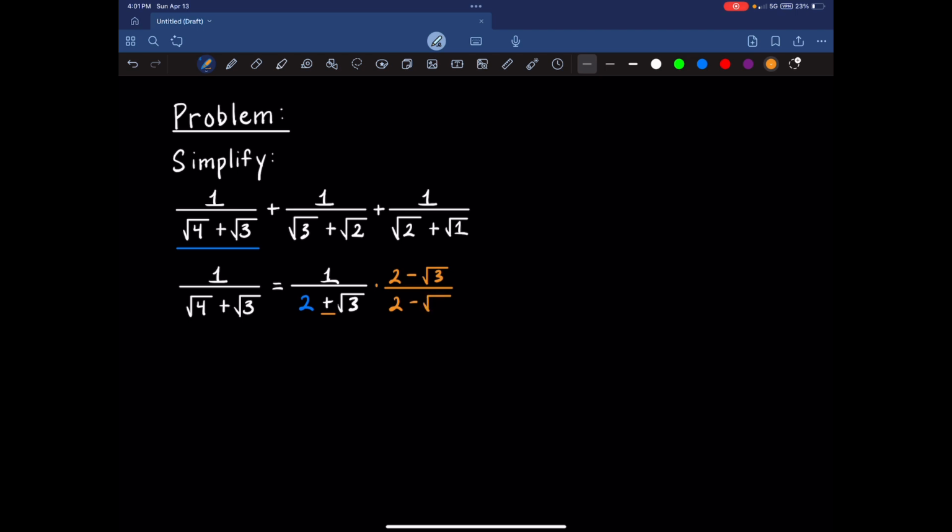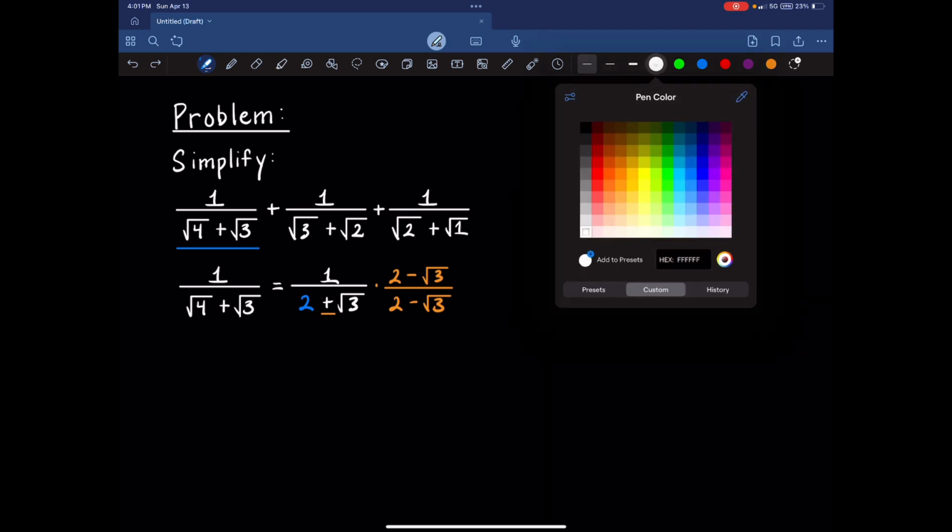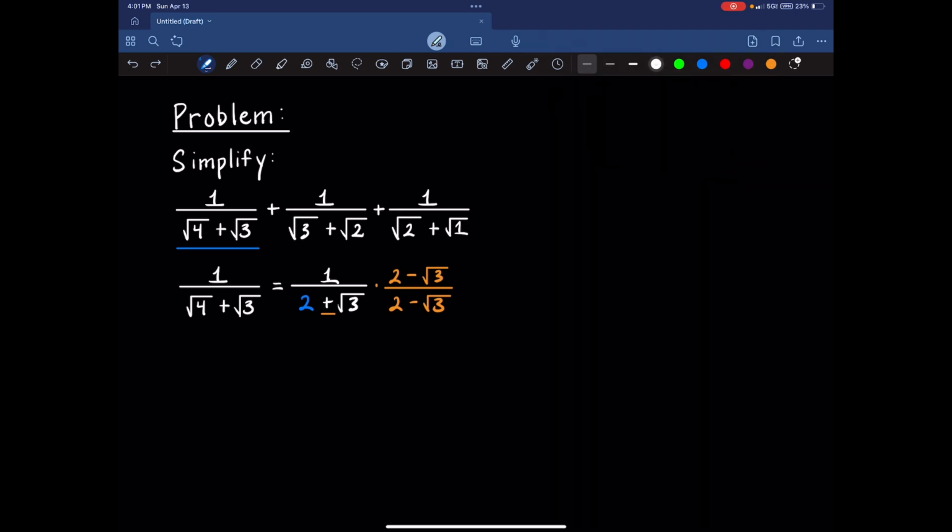And notice how this whole expression here is really just 1 in disguise. But when you do the multiplication, it's going to simplify extremely nicely, and you'll see what I mean in a second. And that's the whole purpose of doing a conjugate in the first place. So let's just do it, right?